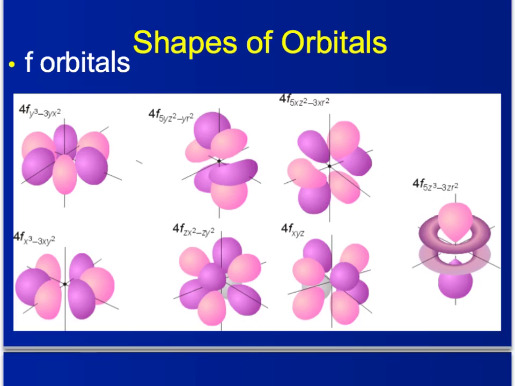Finally, we have the f orbital shapes, and you can see that they're arranged in an even more interesting way than the previous ones. We have, again, kind of these dumbbell shapes going on in here, but then we also again have these donut shapes.